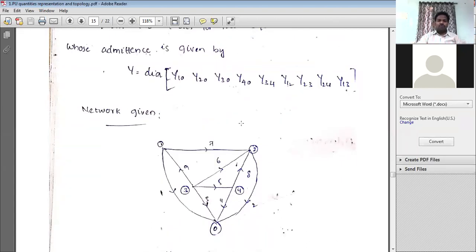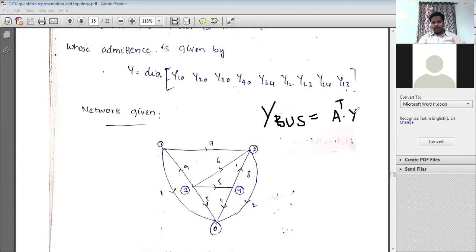Why? Because first of all, in order to obtain Y-bus, you must have the information regarding a matrix. What is that matrix? Bus incidence matrix. So Y-bus is equal to A transpose multiplied by Y multiplied by capital A, right? So this is the formula. What is A here? Nothing but the bus incidence matrix. How can you obtain that bus incidence matrix? That can be obtained from the element node incidence matrix. So it is mandatory to have the network.